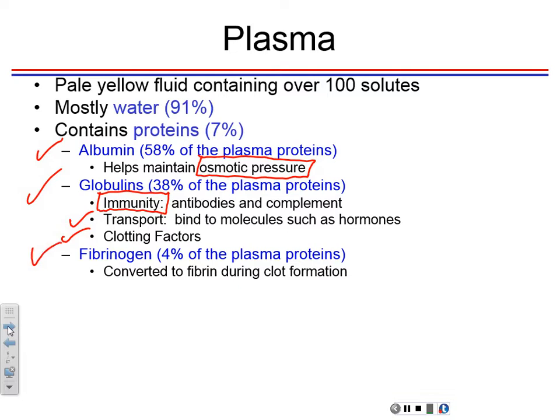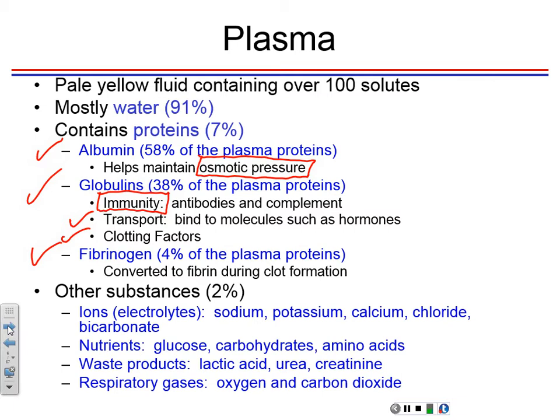And then, speak of the devil, there you go. Fibrinogen, about 4% of the plasma proteins. Okay, it's the least amount, and this is the one that's involved in clot formation. And we'll talk about the cascade of reactions that result in formation of fibrin, which is what forms the clot. So it's converted to fibrin, which helps to form the clot. And then other substances like ions and so forth, nutrients, waste products, respiratory gases. Those are the other 2%, the other stuff, right?